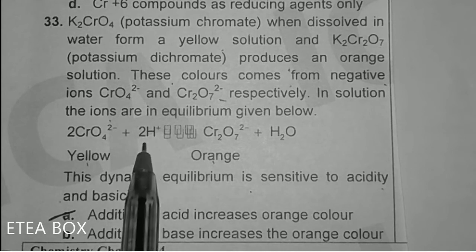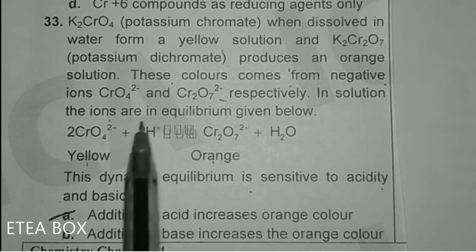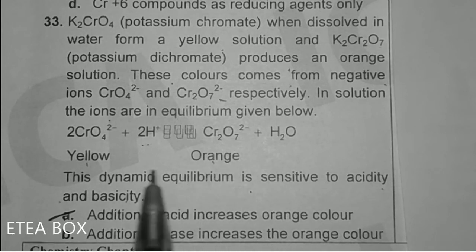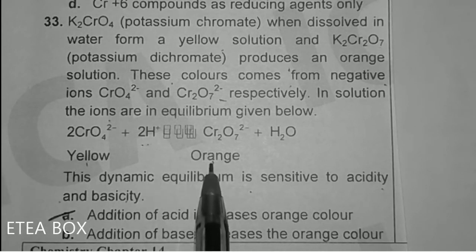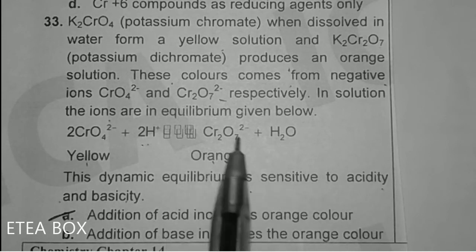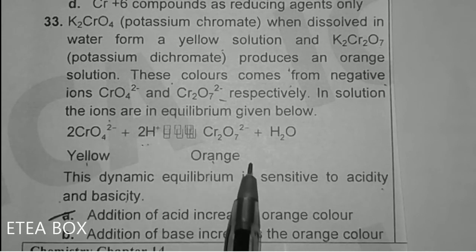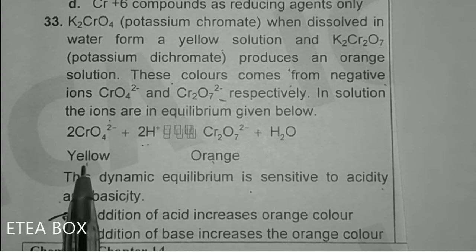Now look here, when we increase the acid, plus H plus ion, then what will happen? The reaction will go in the forward direction in order to come to equilibrium. Okay, so in this case the orange color will increase. And addition of base will increase the yellow color. When we add base on this side, the reverse reaction will occur and it will increase the yellow color. So here option A is correct.